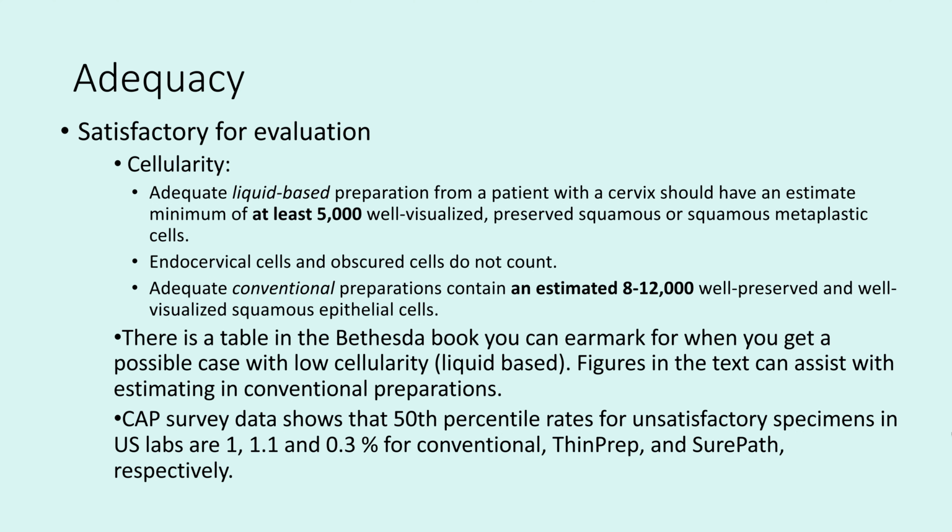CAP survey data shows that the 50th percentile rates for unsat PAPs are about 1, 1.1, and 0.3% for conventional, thin prep and SurePath. So SurePath has the lowest rate of unsats, but they're all pretty low. Also, note that in radiated patients, they also often have lower cellularities, so you don't have to hold them to this 5,000 or 8 to 12,000 cellularity requirement quite as rigidly.